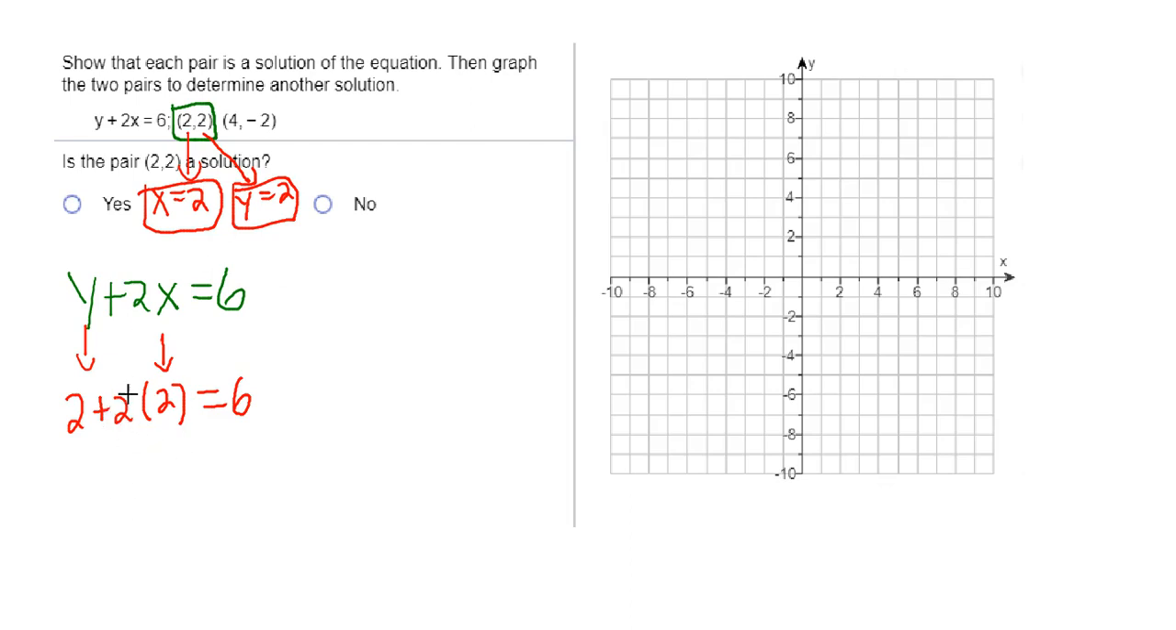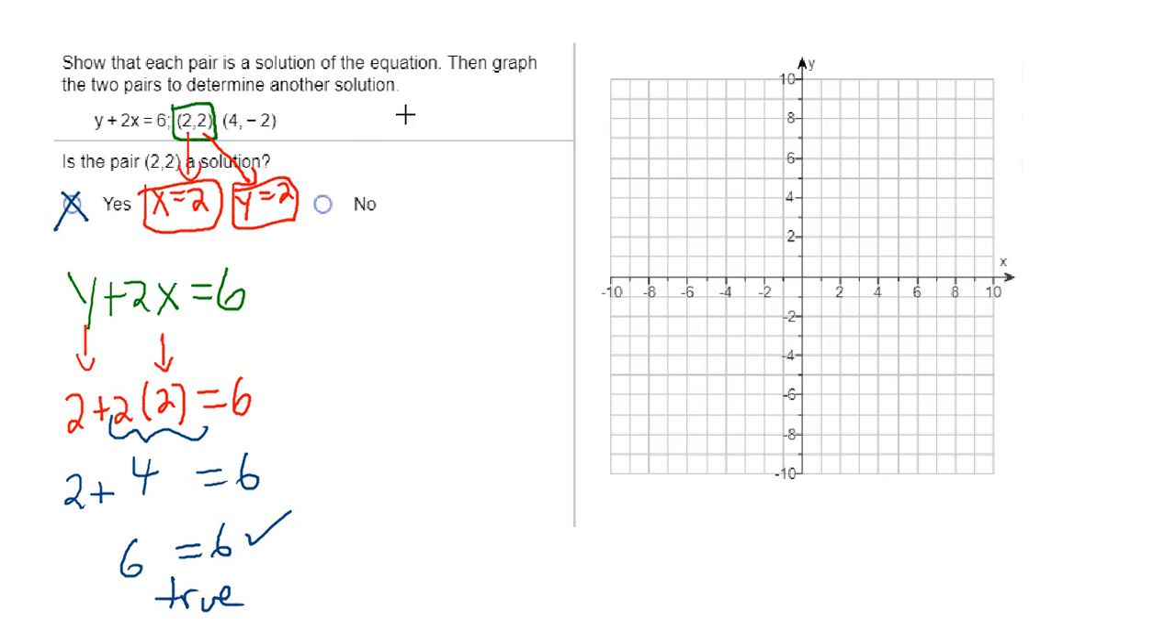So we simplify by the order of operations. We do multiplication first. 2 times 4 is... 2 times 2 is 4. 2 plus 4 is going to give us 6. And so we end up with 6 equals 6, which is a true statement. So because that's true, I can answer in the affirmative up here that yes, 2 comma 2 is a solution to this equation, because when I plug those numbers in, I end up with a statement that is true.